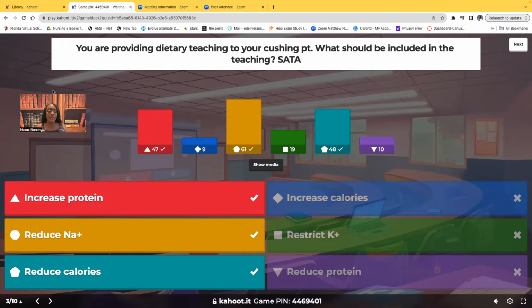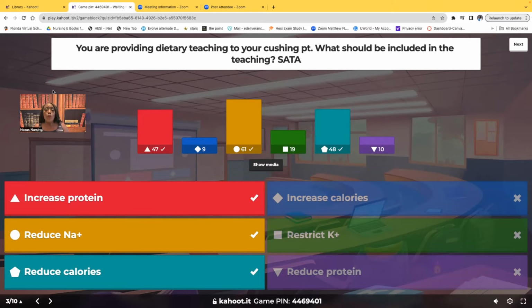Let's talk about potassium, guys. Remember, sodium and potassium have an inverse relationship. Where sodium is high, potassium is going to be low, and where potassium is high, sodium is going to be low. In Cushing's, we know the sodium is high, so we need to reduce sodium. What do you think is going on with the potassium? The potassium's low. If that patient has high sodium, their potassium is going to be low. So we're not going to tell them to restrict potassium.